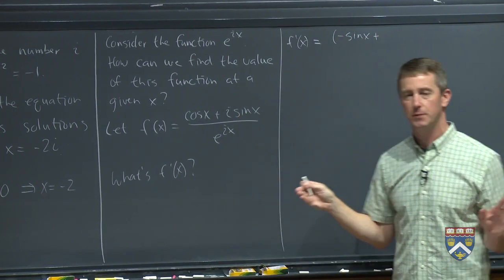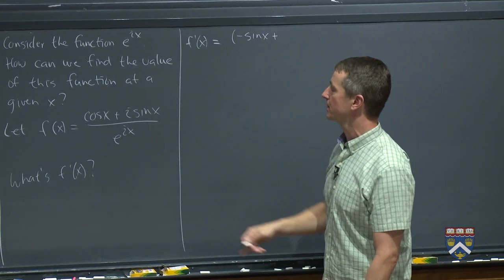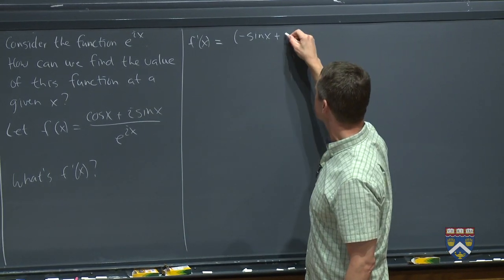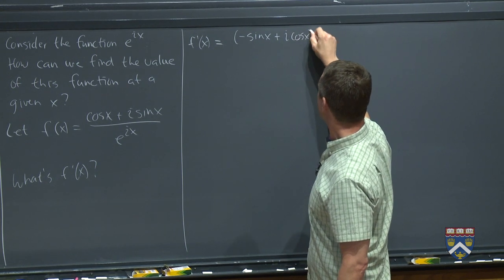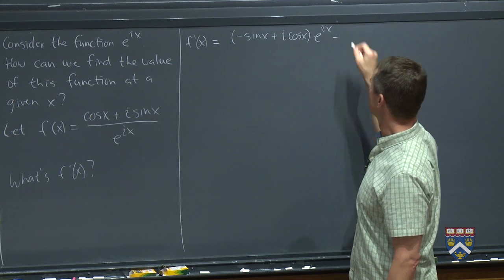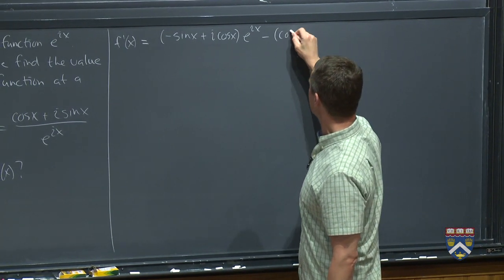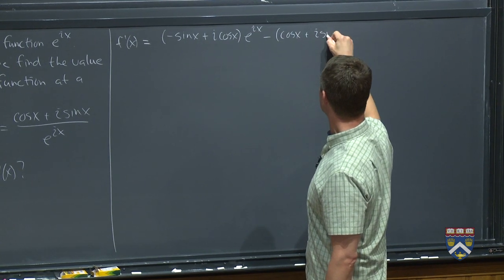i is a constant, right? So we just treat it as a normal constant using our constant multiple rule. So it stays there when I take the derivative. And the derivative of i sine of x is i cosine of x. And we're supposed to multiply that by the denominator, e to the ix. Then we subtract. Now we leave the numerator alone, cos x plus i sine x.